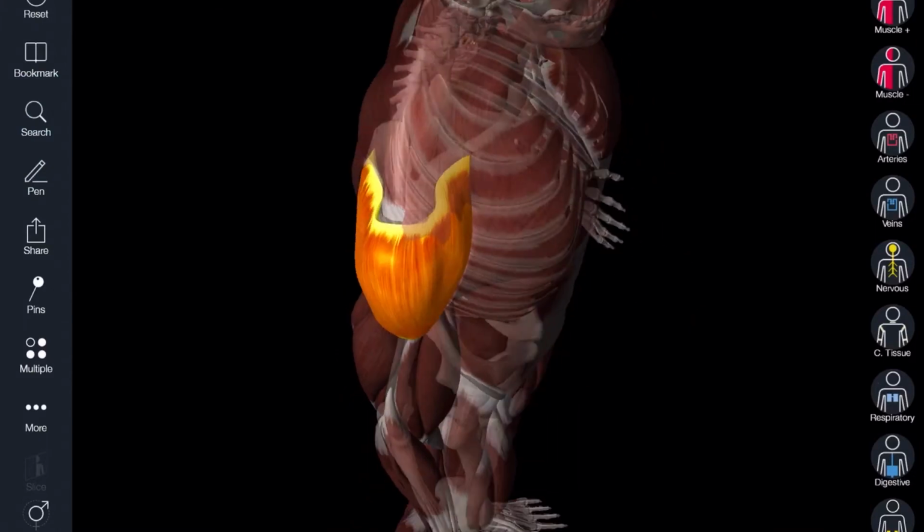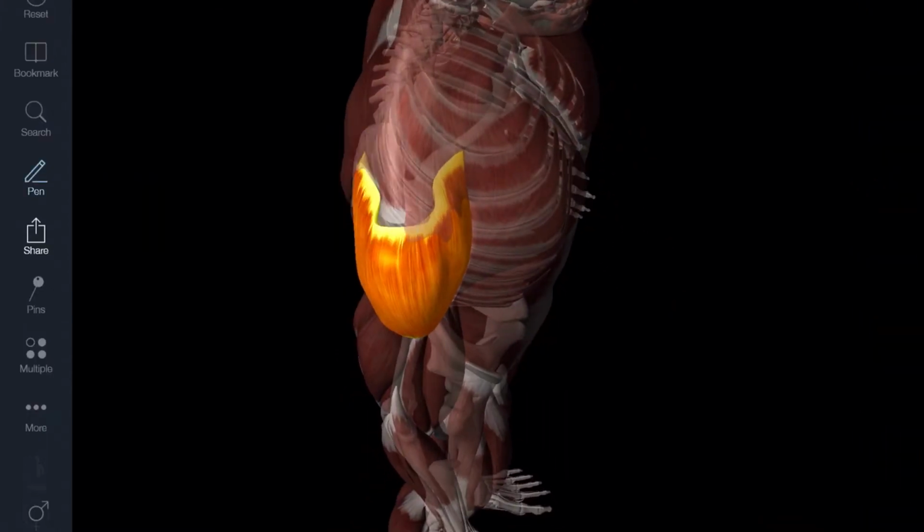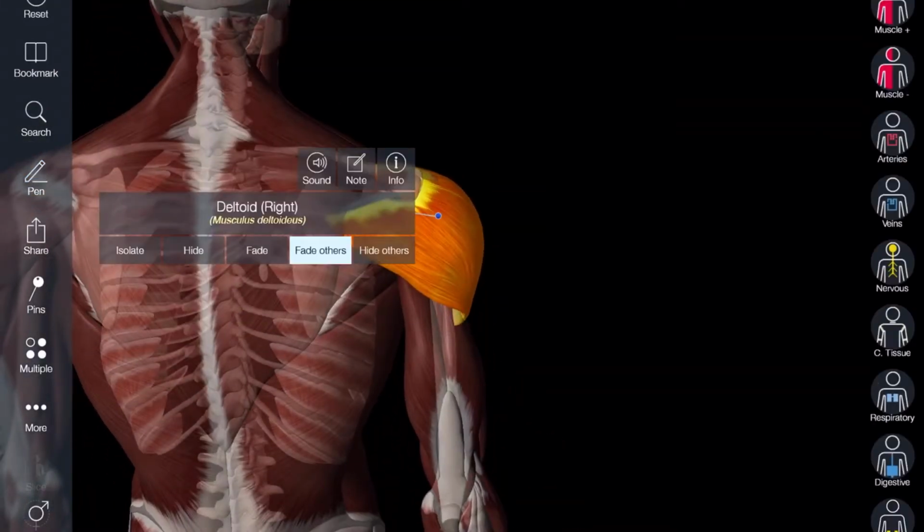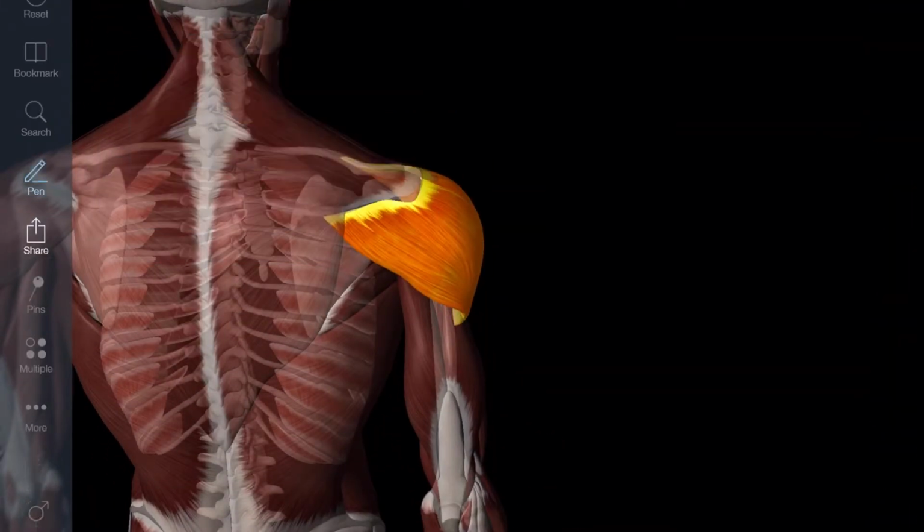acromion process right through here, and the spine of the scapula right here. Okay, those are the three attachments, the proximal attachments or the origin of the deltoid. So again, those are the lateral clavicle, the acromion process, and the spine of the scapula.